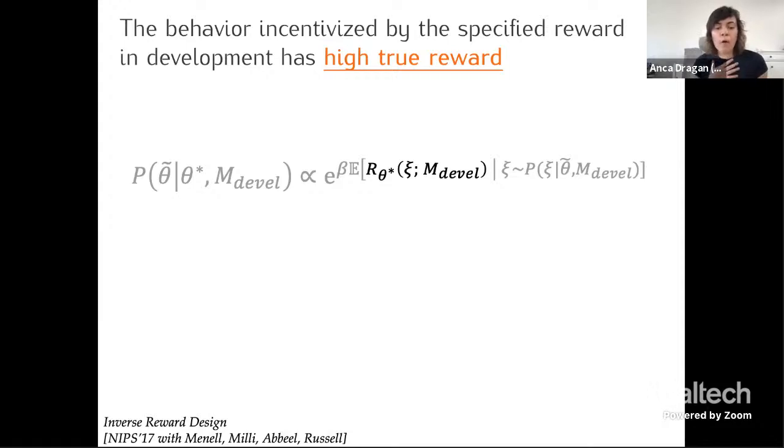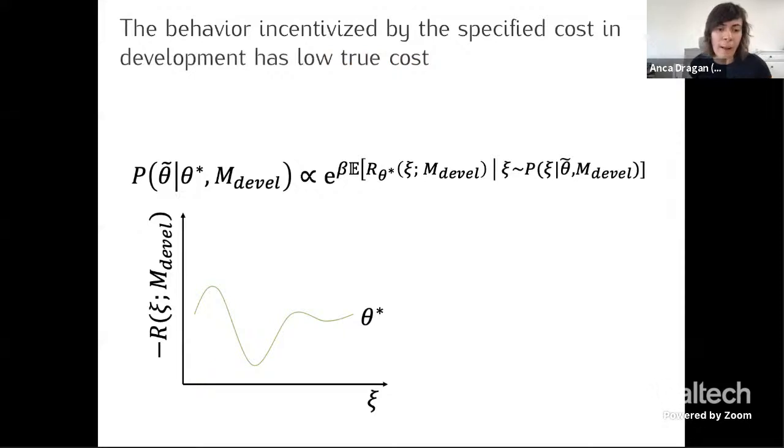Okay, so I'm going to only write down theta tildes that in M_dev produce high theta star reward. Visually, I flip this to a cost. So if this is the space of trajectories and this is negative reward or cost, you can say, well, maybe this is theta star in the development environment. So according to theta star, this is what the cost is. Now, I might write down theta star, but I might write down something else.